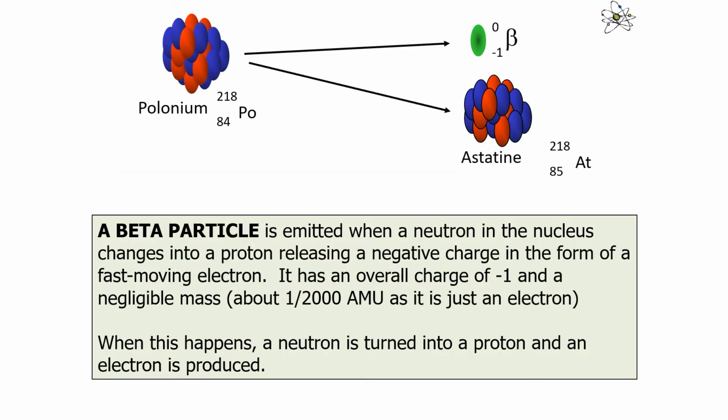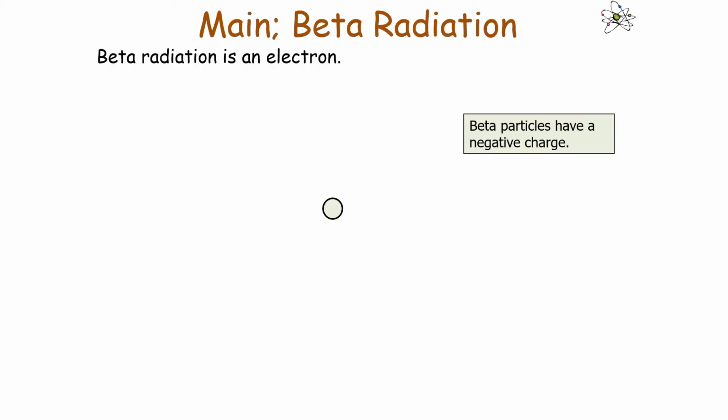Now, the next type of radiation is beta radiation. A beta particle is emitted when a neutron in the nucleus changes into a proton and releases a negative charge in the form of a fast-moving electron. This electron has a charge of -1 and a negligible mass, and when this takes place, it has occurred because a neutron is turned into a proton. So, beta radiation is an electron. So, all beta particles have a negative charge.